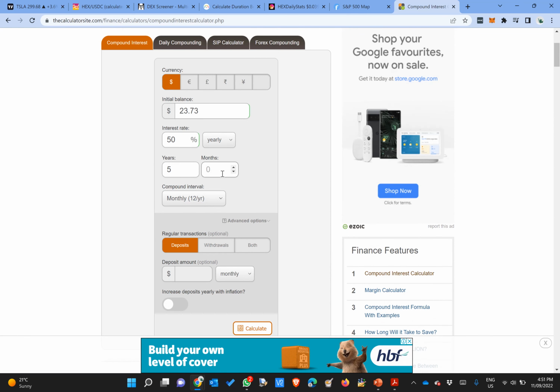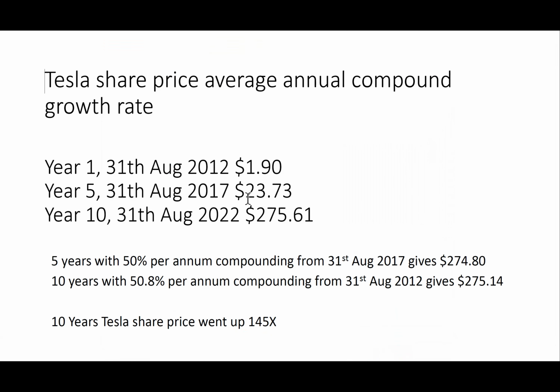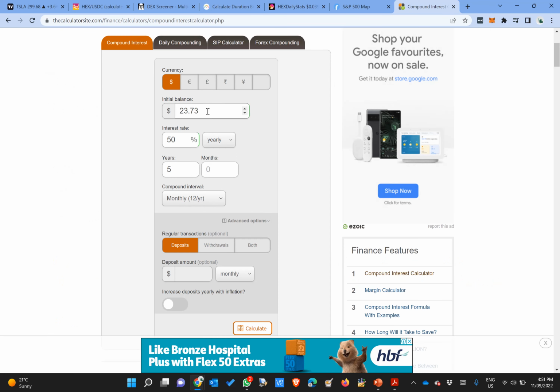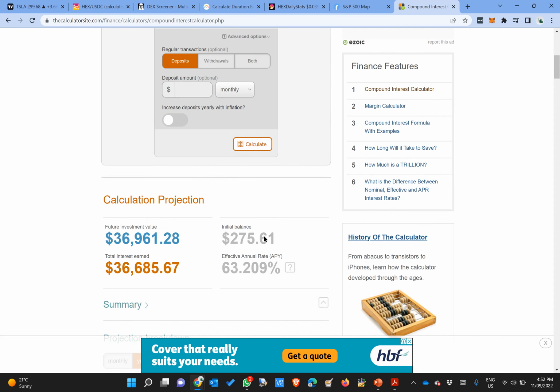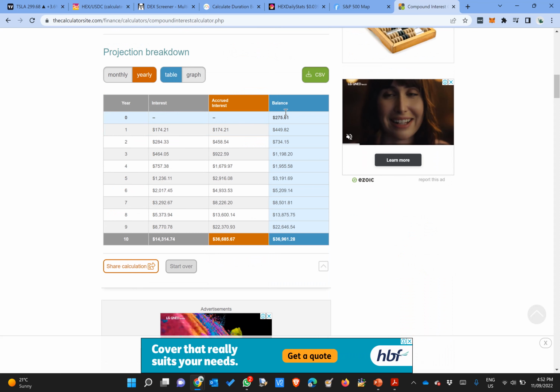Now, what does this look like if we go forward? If this rate continues, 275.61, if the same rate continues, say for, well, let's put 10 years, calculate. Wow, those are the share prices.